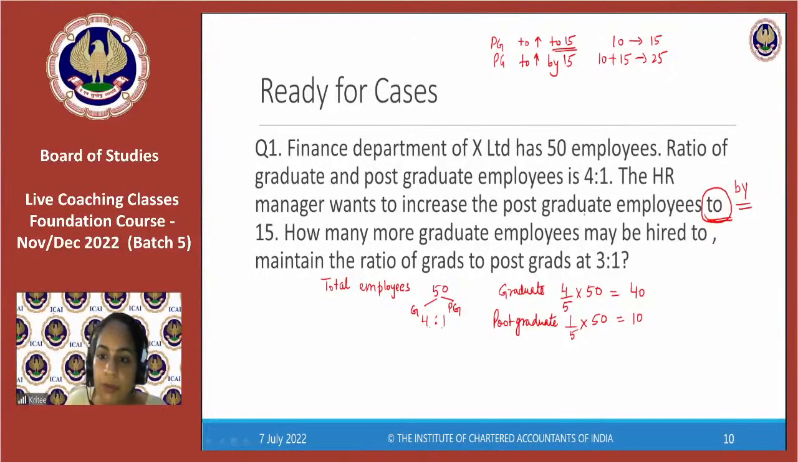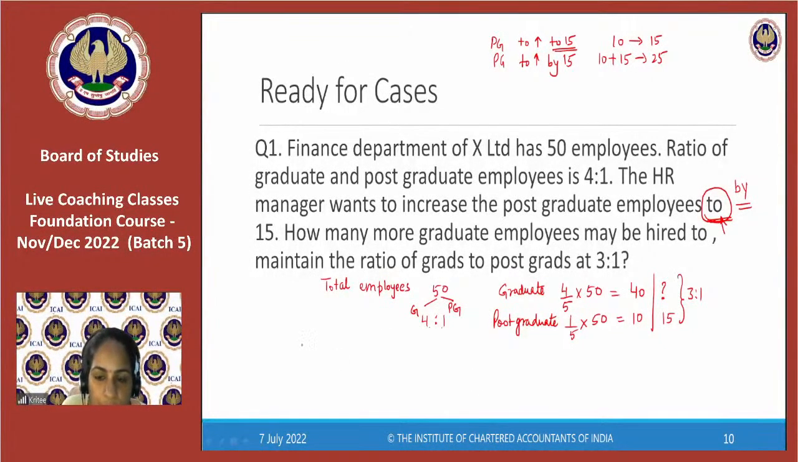Fine. So the question says increase to 15. That is, my new postgraduate employees must be 15. Now, how many more graduate employees do I need so that the overall ratio comes to 3:1?